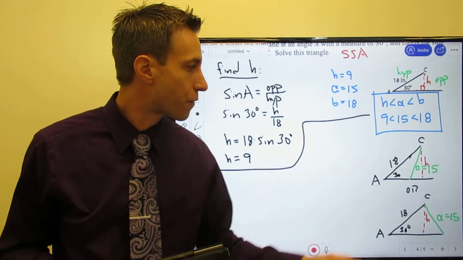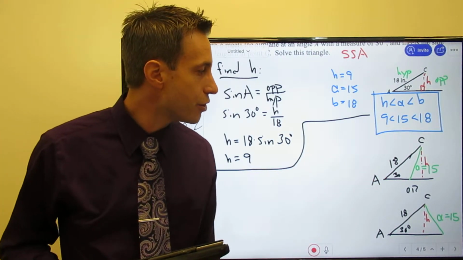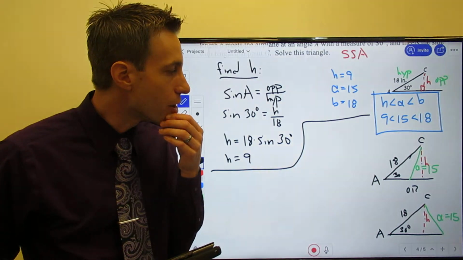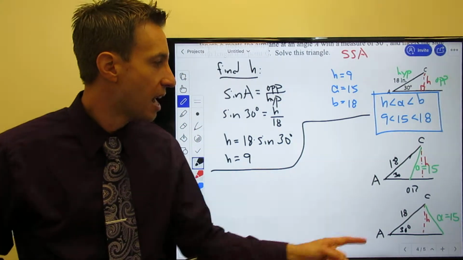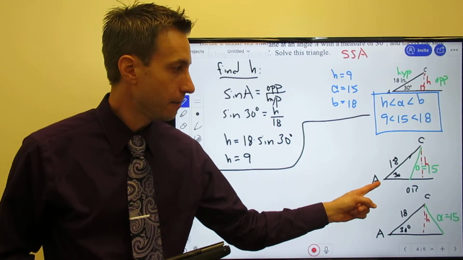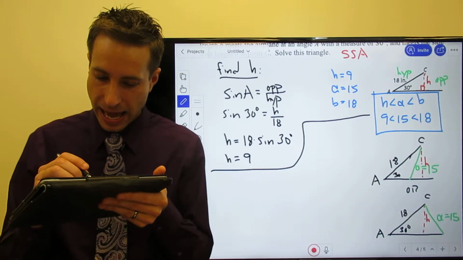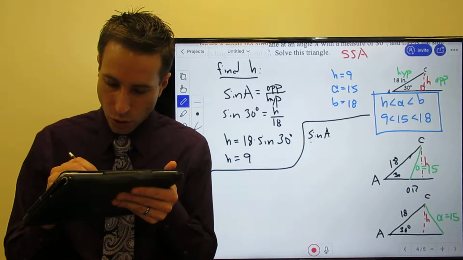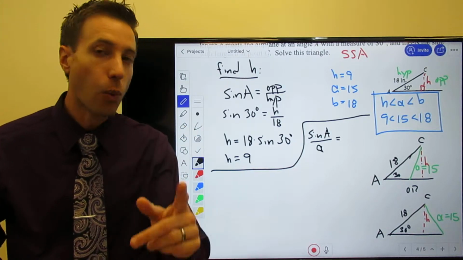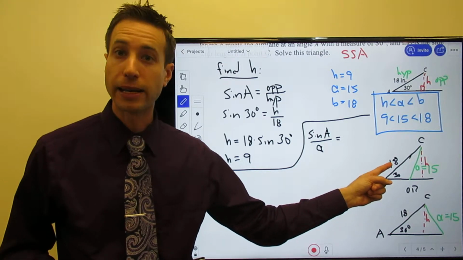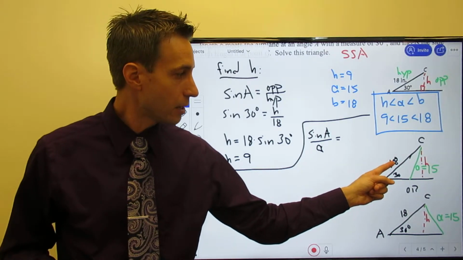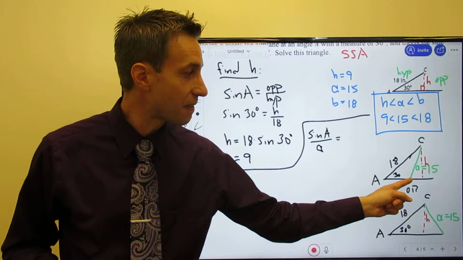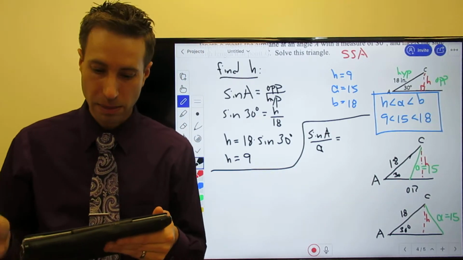Okay, so for our first triangle, let's see here. What do I know? Ooh, look, I know angle A, and I know side A. So we're going to have sine of A over side A has to be equal to, well, I know side B, which means I can find angle B.